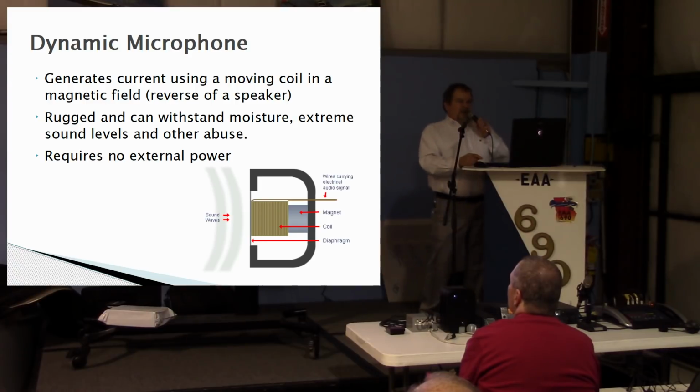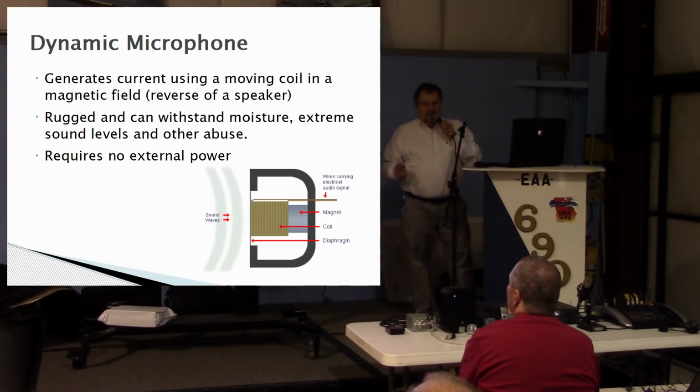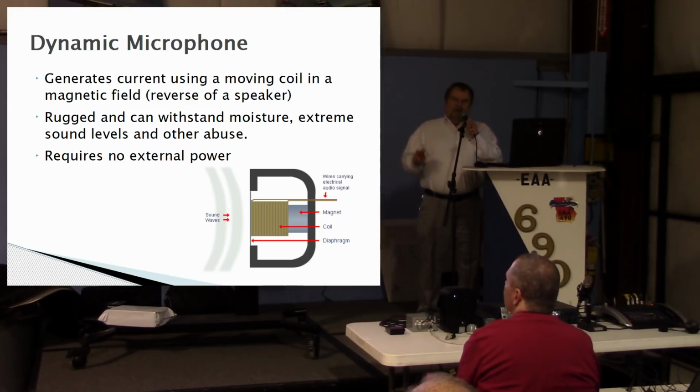Then we go to the dynamic microphone. That's one of the most popular microphones today. This is a dynamic mic. Most of Bob Heil's line, they're all dynamic microphones. It's literally a speaker turned backwards.